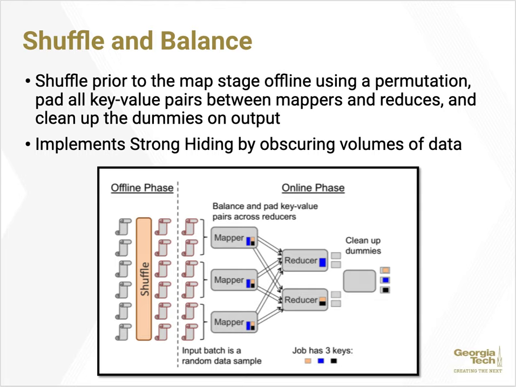Once that information is passed into the map stage, we're padding those values with key value pairs, essentially adding more information to it. And we're using bin packing to ensure that we're using the same amount of reducers, as well as making sure that the values cannot be traced back to keys, and those intermediate values cannot be traced back to a specific mapper. This implements the strong hiding security definition, again by obscuring volumes of data, so we really can't tell if this is dataset 1, dataset 2, dataset 3, because we are using bin packing and padding intermediately between the mapper and the reducer functions.